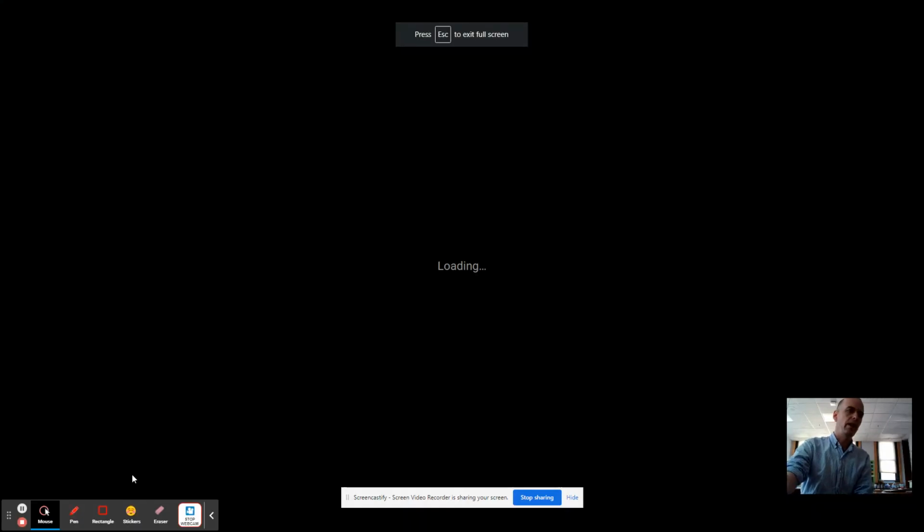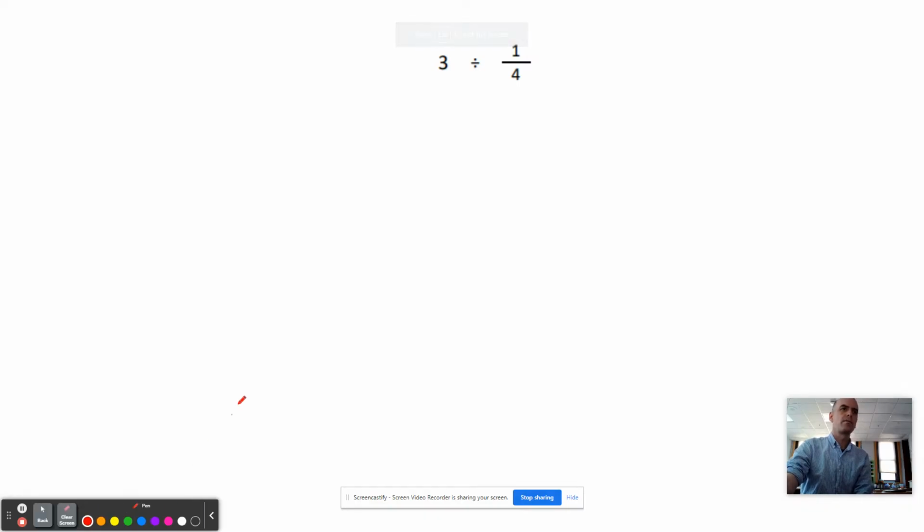Okay, dividing fractions. The first thing you have to remember is anytime there's a whole number, put it over 1. So 3 divided by 1/4 is 3 over 1 divided by 1/4. Next thing you have to remember is to keep, change it, and flip it.